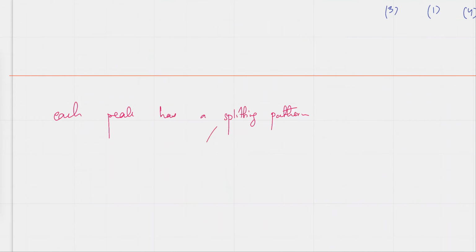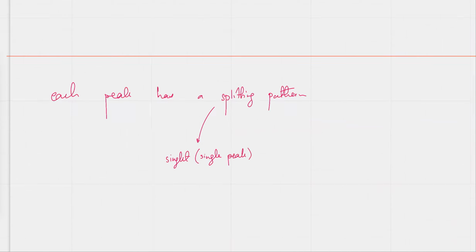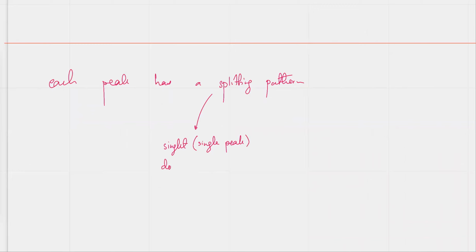It's going to have a splitting pattern. The splitting pattern would be, you're going to have a singlet. That simply means a single peak. Similarly, you're going to have doublets. That means it's going to split into 2 peaks.